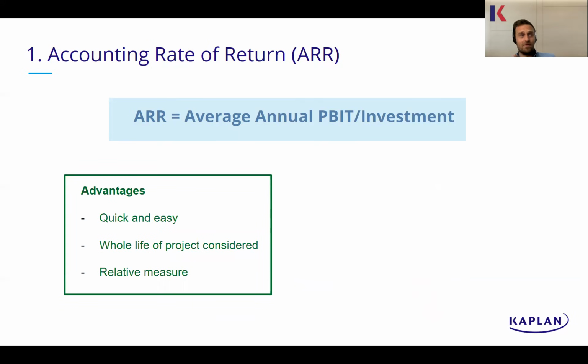In terms of good things about this, as I say, it's quick and easy to do. It does take into account the whole life of the project, because it's an average annual PBIT, which is good. And it's also a relative measure, which means it's a percentage. That's good in some ways, as we'll see in a minute. It does allow you to compare projects and investments of different sizes. So, whether this is a £10 million investment or a £10,000 investment, you'll still be able to compare, and you'll get something relative out, which is quite nice for those comparisons.